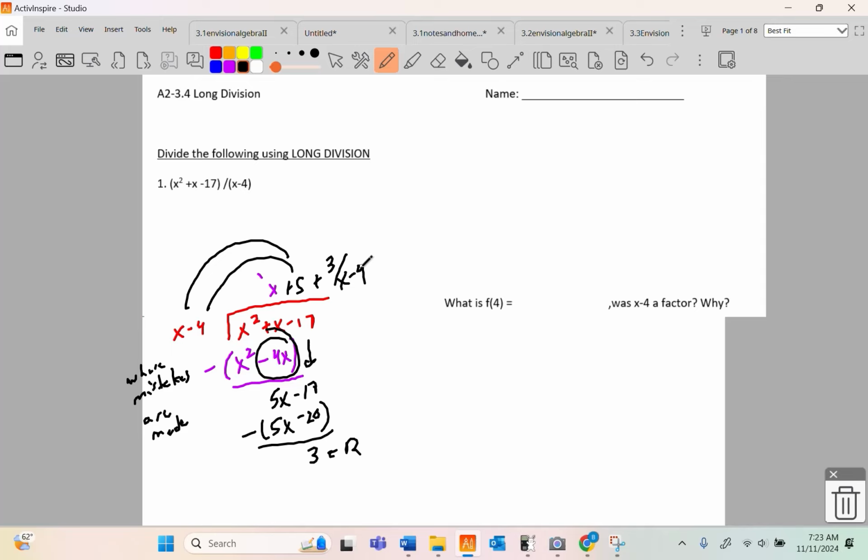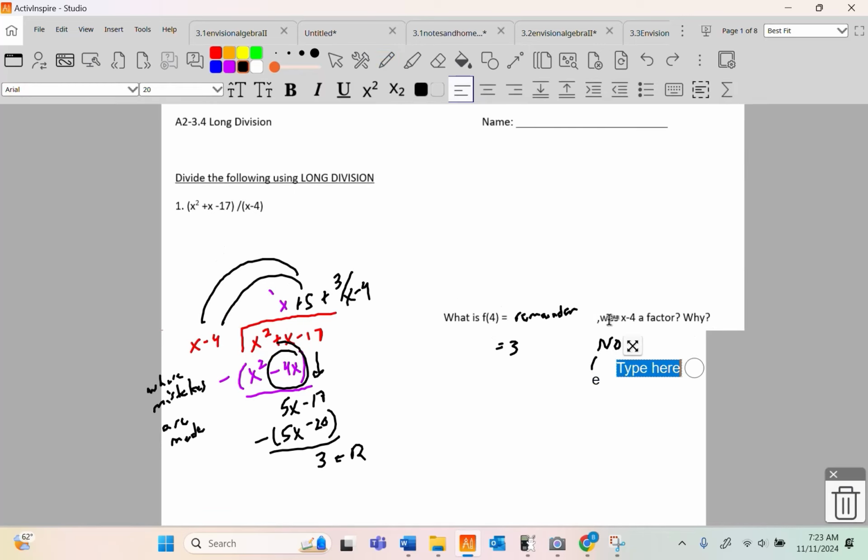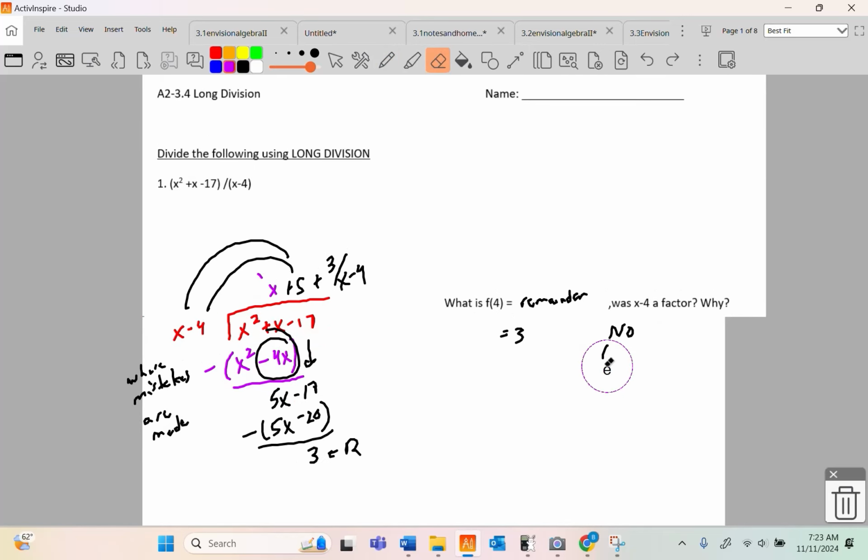Now, what is f of 4? f of 4 is the remainder. And the remainder is 3. So was x minus 4 a factor? No, because the remainder is 3. Not 0, it's 3.